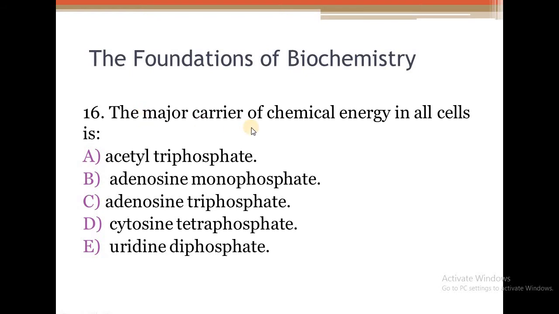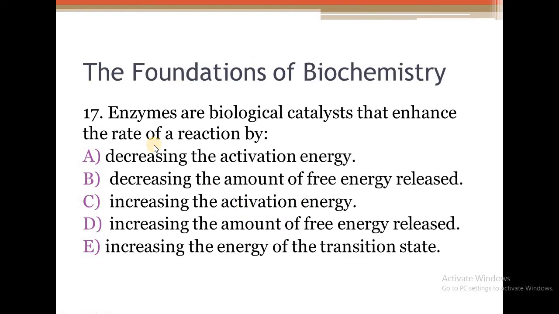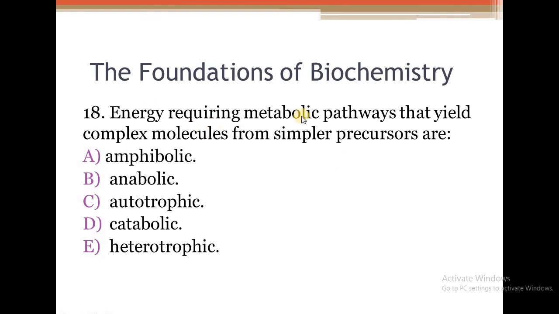Next, the major carrier of chemical energy in all cells is adenosine triphosphate, which we also call ATP. Option C is correct. Next, enzymes are biological catalysts that enhance the rate of reaction by decreasing the activation energy. Next, energy-requiring metabolic pathways that yield complex molecules from simpler precursors are anabolic. Option B is correct.